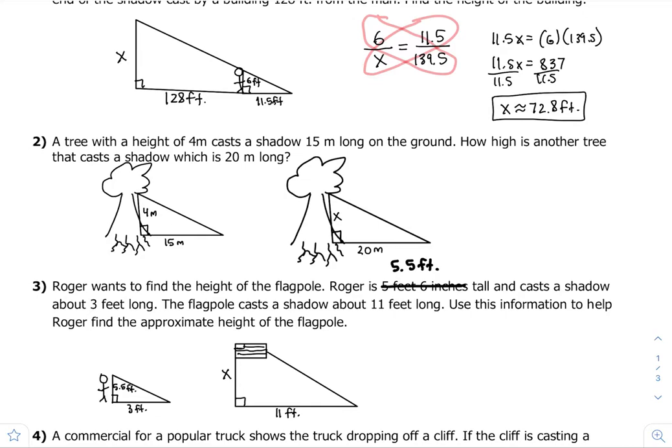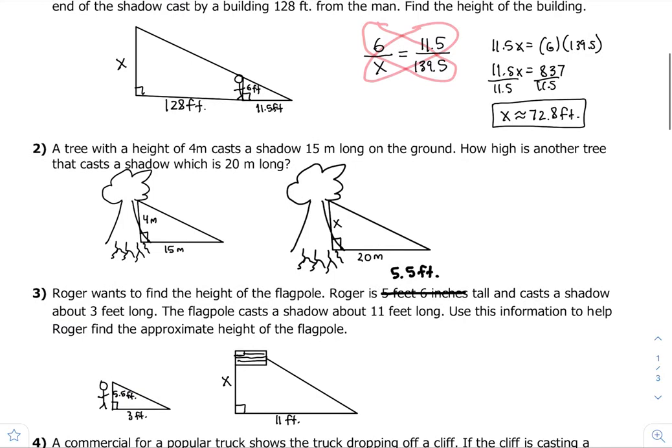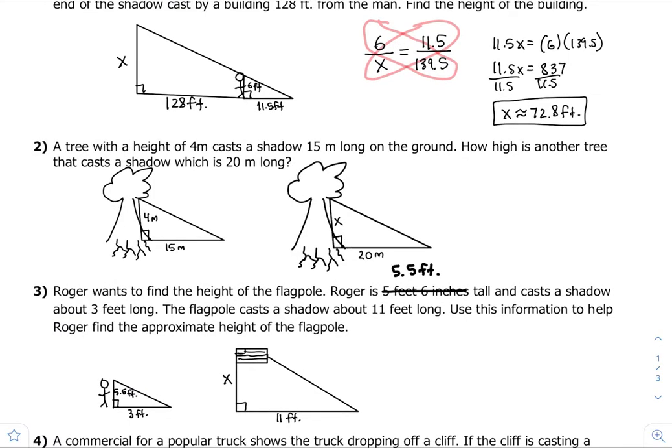All right, so we got a 4-meter tree, height of a tree, and we have its shadow. So here's the height, and here's a shadow. How high is another tree that casts a shadow with 20 meters long? So the shadow is 20 meters, and we are trying to figure out the height. So using similar triangles, right? I'm going to do the height of the smaller tree over the height of the larger one equal to the shadow of the smaller one over the shadow of the larger one.